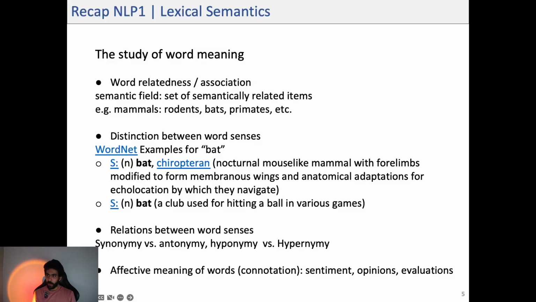And finally, we also look at the connotation of words. This means the emotion or opinion that comes with a word. Think about the difference between hearing cheap and affordable. They might both mean low price, but one sounds negative and the other sounds positive.